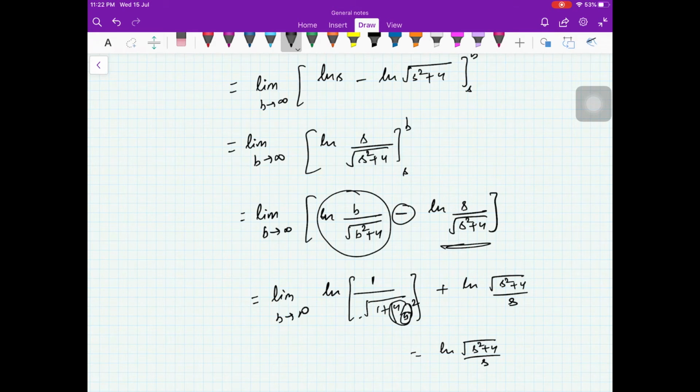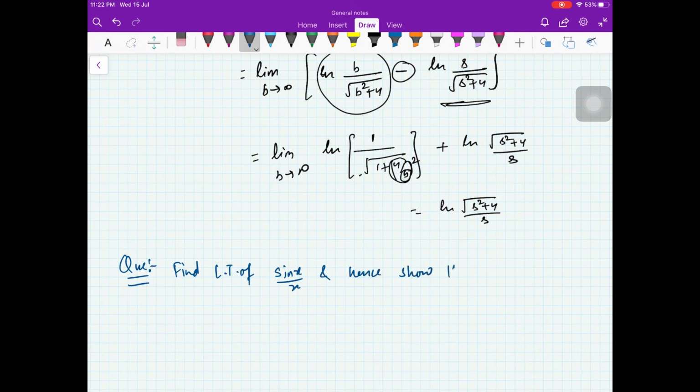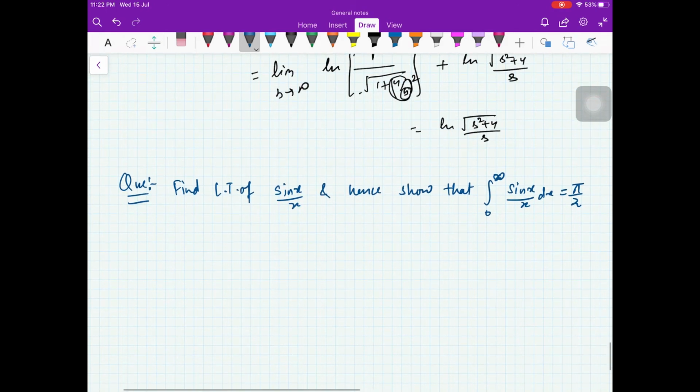Let me do one more problem. This is actually interesting based on the above property. Find the Laplace transform of sin x by x, and hence show that the integral from 0 to infinity of sin x by x dx is equal to pi by 2. Right? Okay, so let us do this.